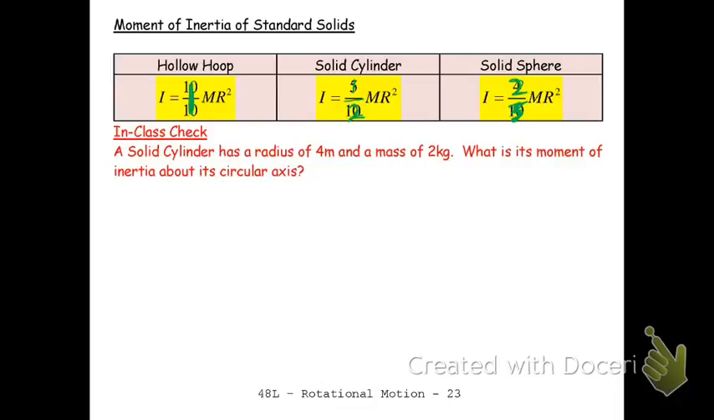And let's look, solid cylinder. Let's do a hollow hoop just for the fun of it. So a hollow hoop has a radius of 4 meters, a mass of 2 kilograms. What is the inertia about its circular axis? So here we have the thing.